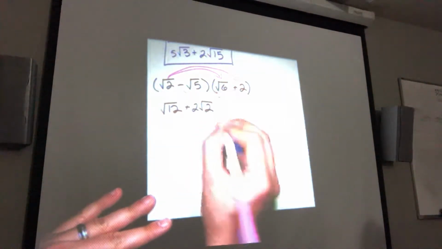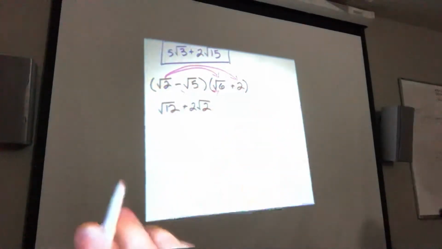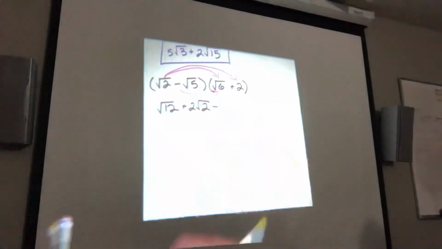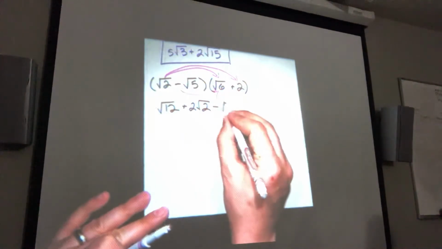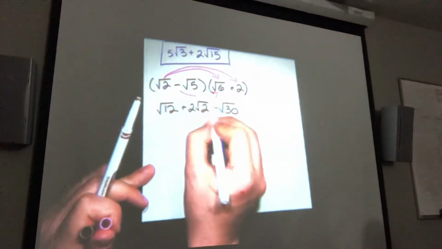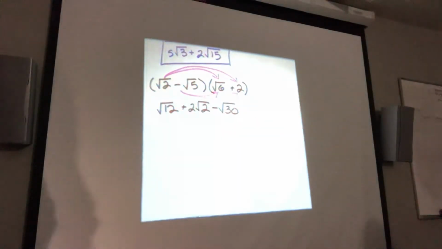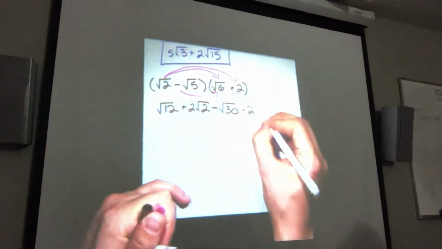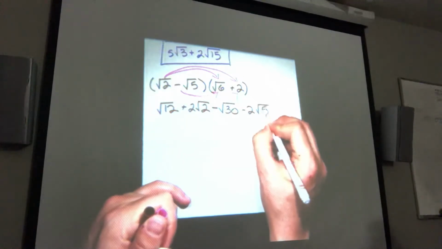Let's distribute that. Negative root 5 times the square root of 6 is? Negative root 30. There you go. And then negative root 5 times 2 is? Negative 2 root 5. There we go. How is that not foil? I don't understand.